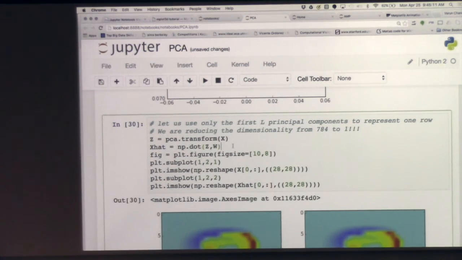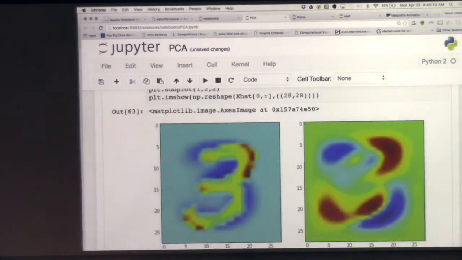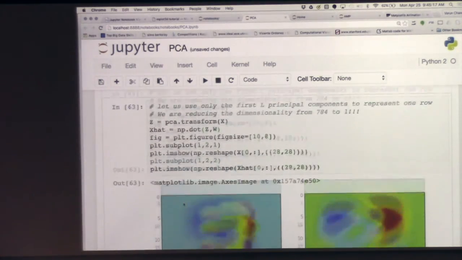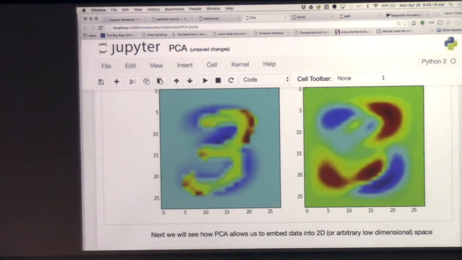And then if I plot it, this is the original one of the digits. So I'm plotting one of the digits, and this is how it looks if I reconstruct it. Okay.